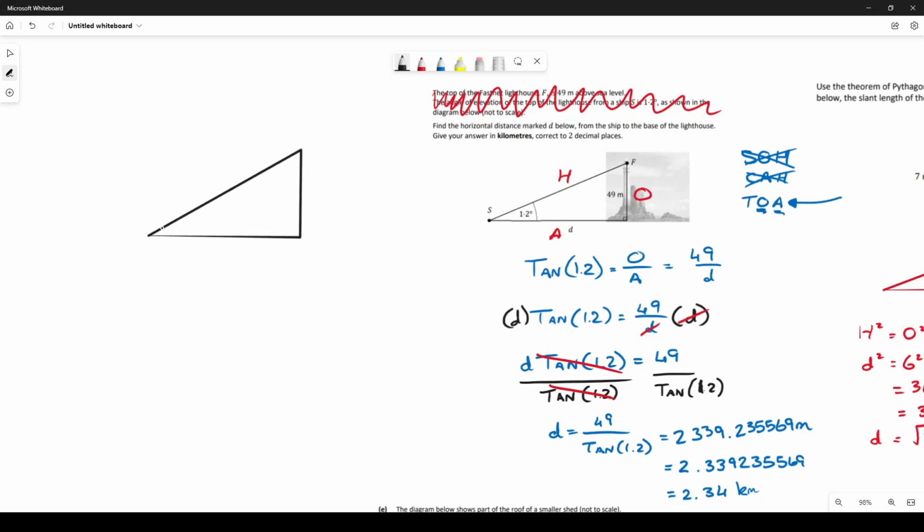Imagine we had the exact same triangle, and they'd given us the 49, and they'd given us the, I'm just going to call it 2,339 kilometers or meters, right? Just don't worry about it. I'm just putting it in. You're working it backwards to figure out what this angle is.